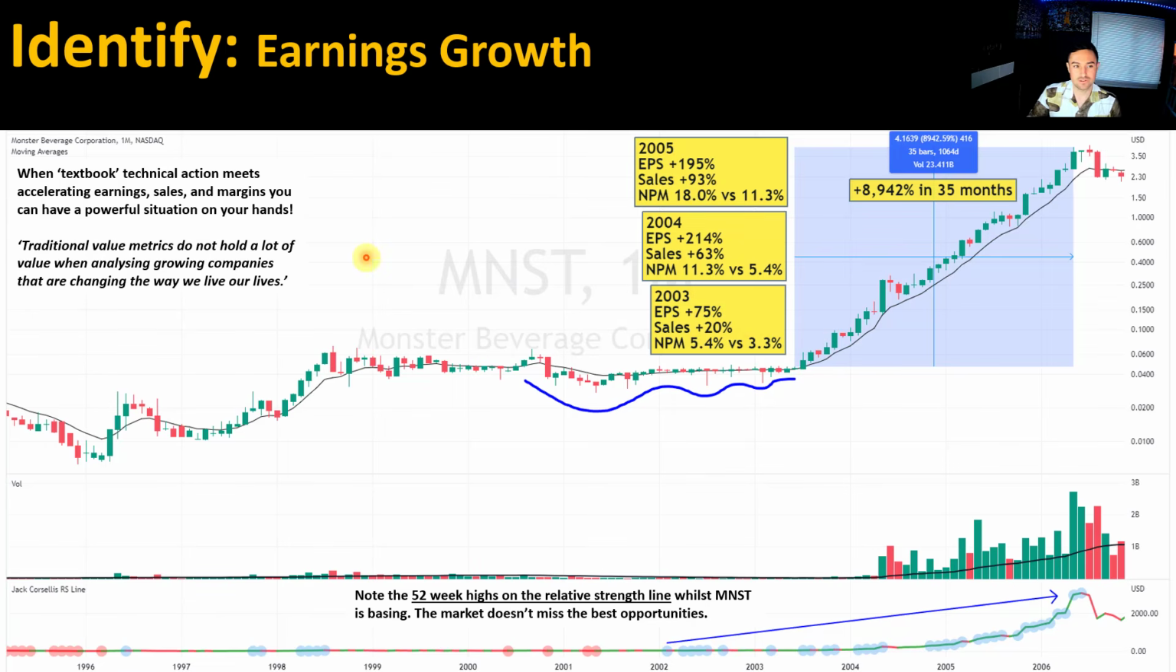So this is then an interesting one. This is Monster Beverage. This is just a chart to illustrate and bring a couple of things together, the power of both technicals, but also bringing in the fundamentals as well.